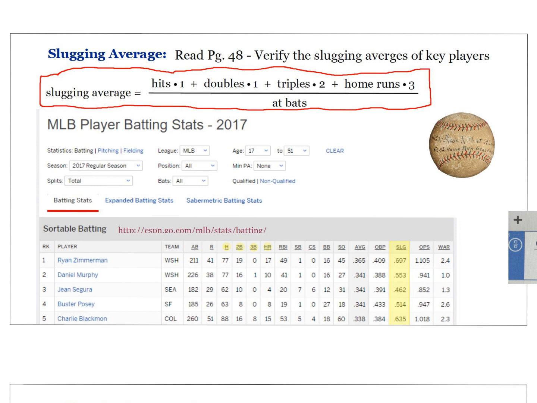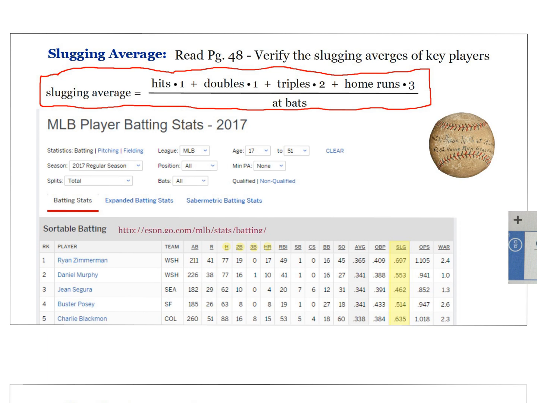Okay, now let's talk about slugging average. Here's the formula. You take the number of hits times 1, add the number of doubles multiplied times 1, then add the number of triples times 2, and add the number of home runs times 3, and then you take all of that and divide it by the at-bats.